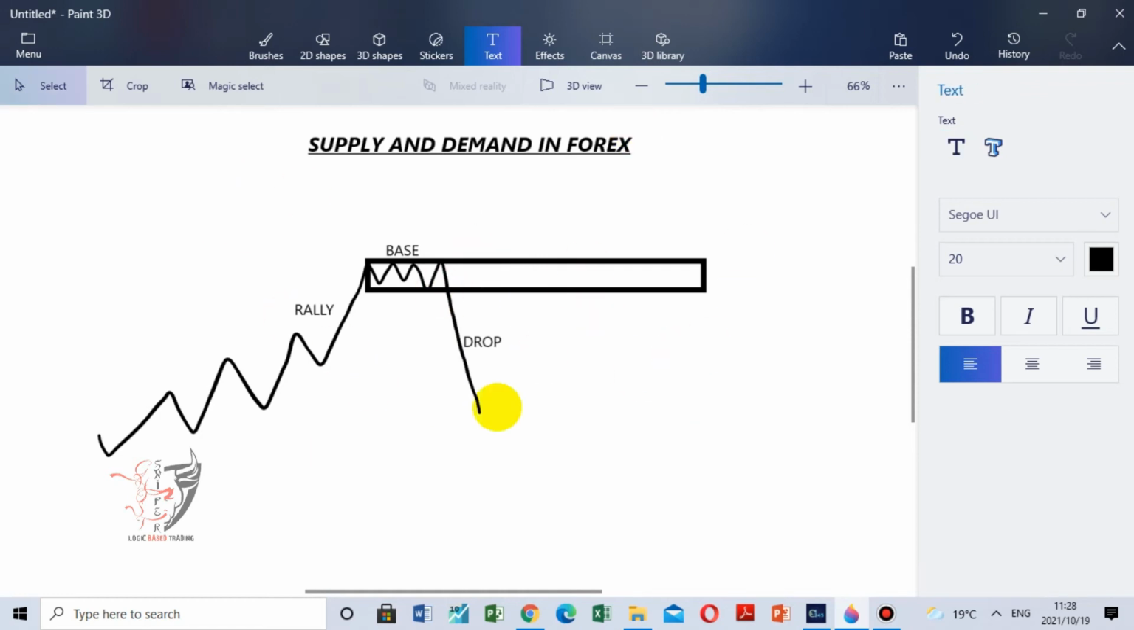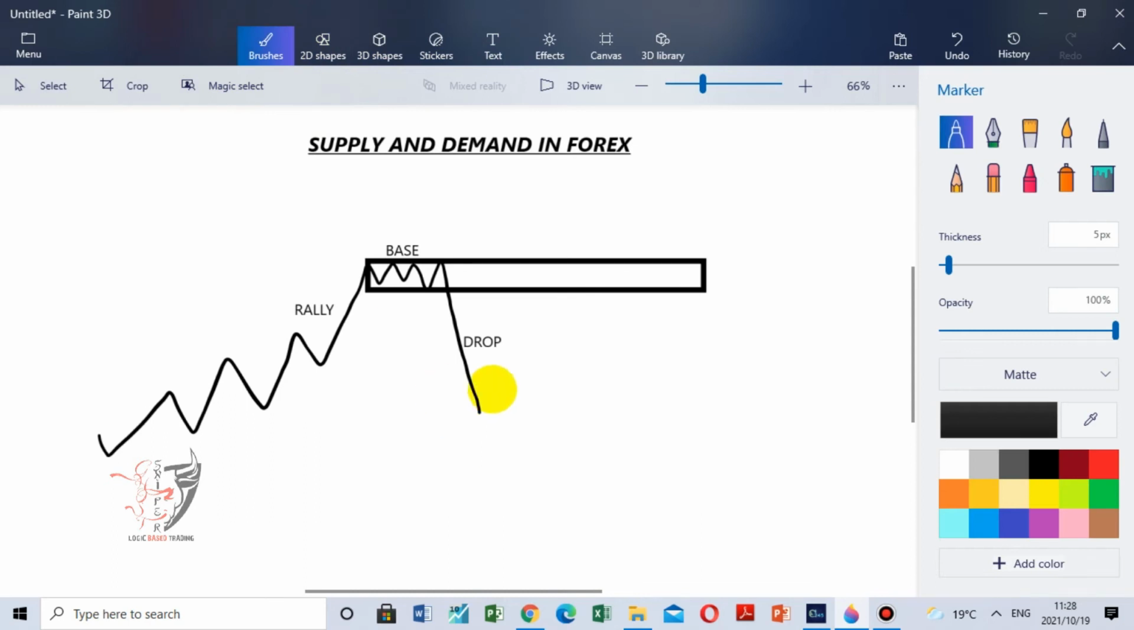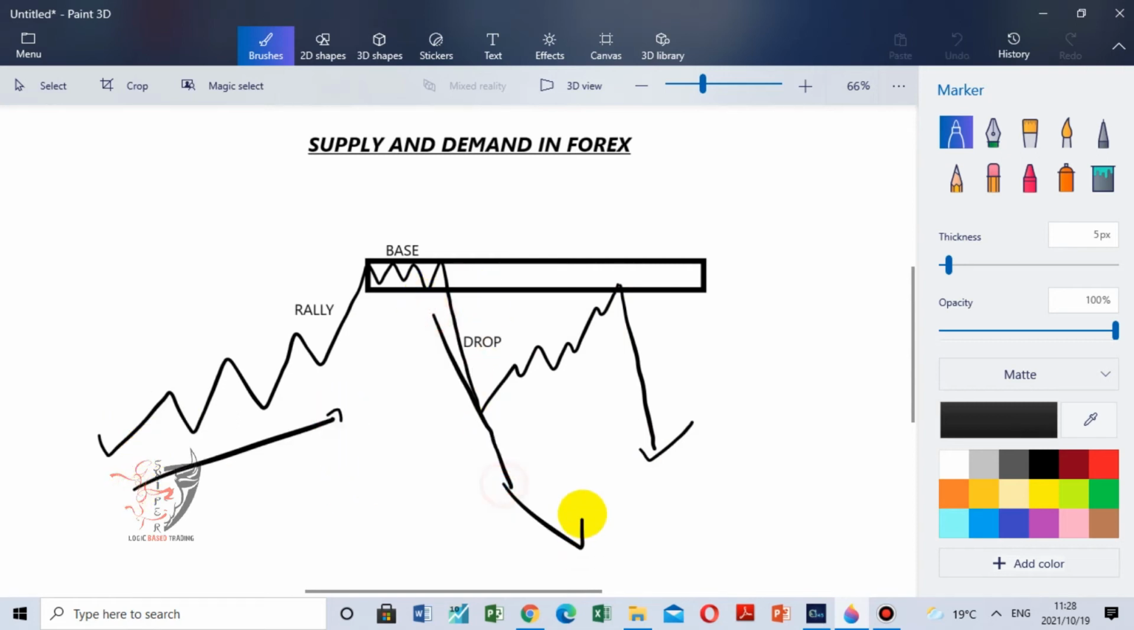This is your reversal for sales, and then what you're going to do as a trader, you'll be waiting for price to get back to the base to mitigate, and then price will go down. Okay, so this is the reversal. As you can see, price was going up, and then now price reversed and then started to go down.